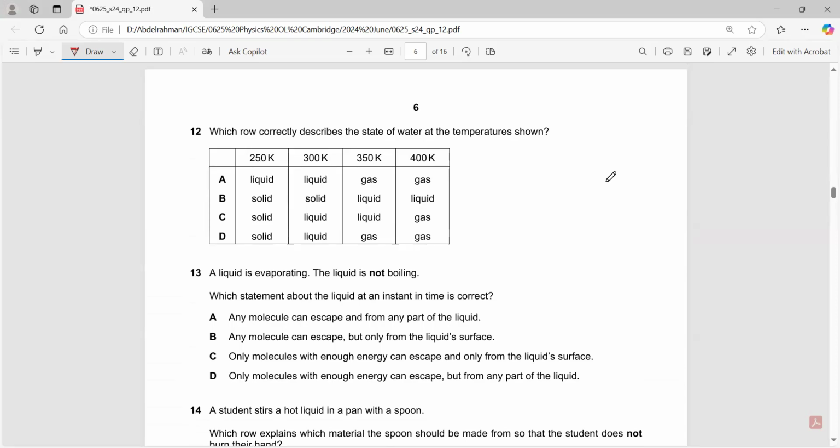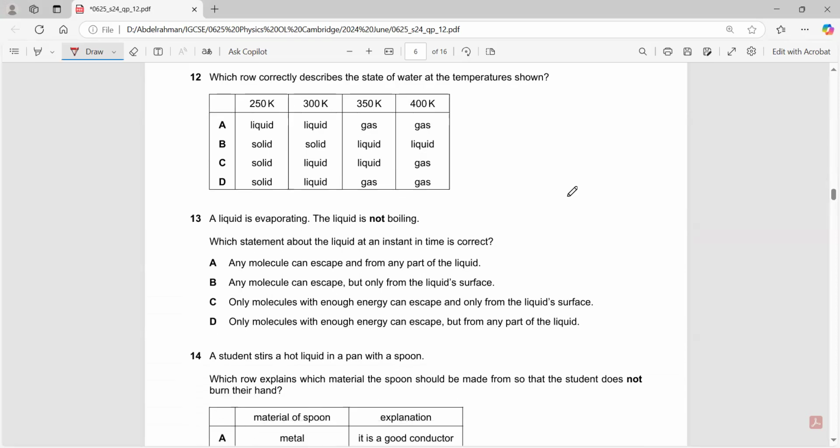Which row correctly describes the state of water at the temperatures shown? These temperatures are in Kelvin. How can I change from Kelvin to Celsius? Celsius equals Kelvin minus 273. So 250 minus 273 is what? It is negative 23. This is actually negative 23 degrees Celsius.